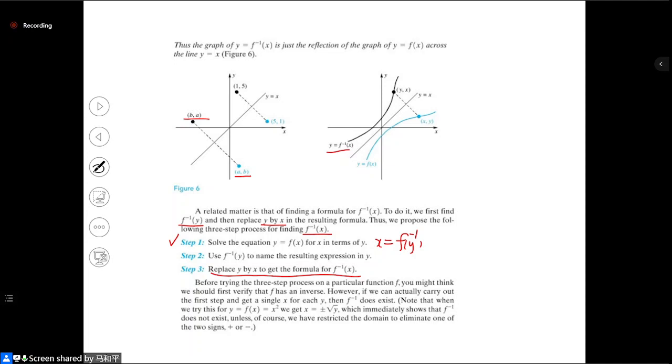Before trying the 3-step process on a particular function f, you might think we should first verify that f has an inverse. However, if we can actually carry out the first step and get a single x for each y, then f inverse does exist. This means we can omit that verification; we just solve for x in terms of y, if there is a single x for each y.